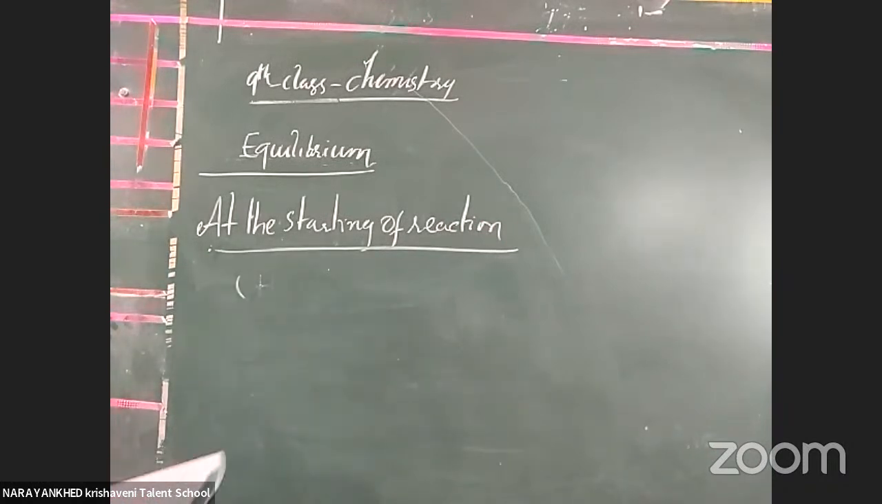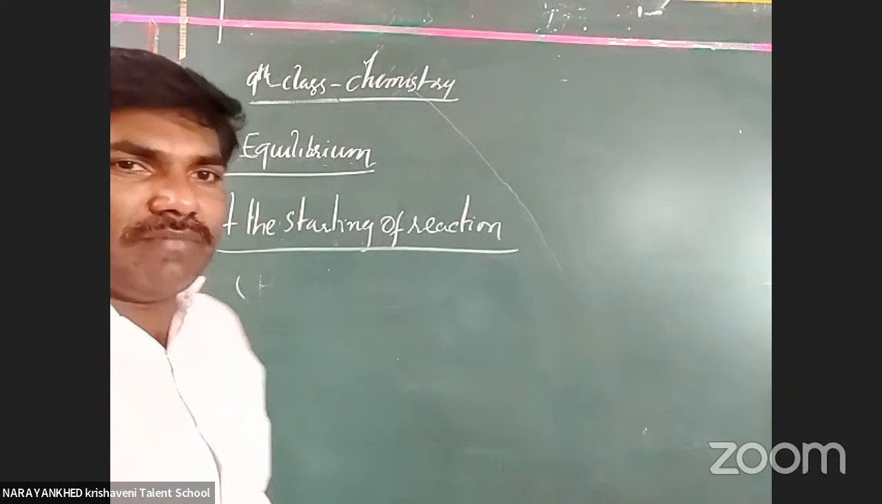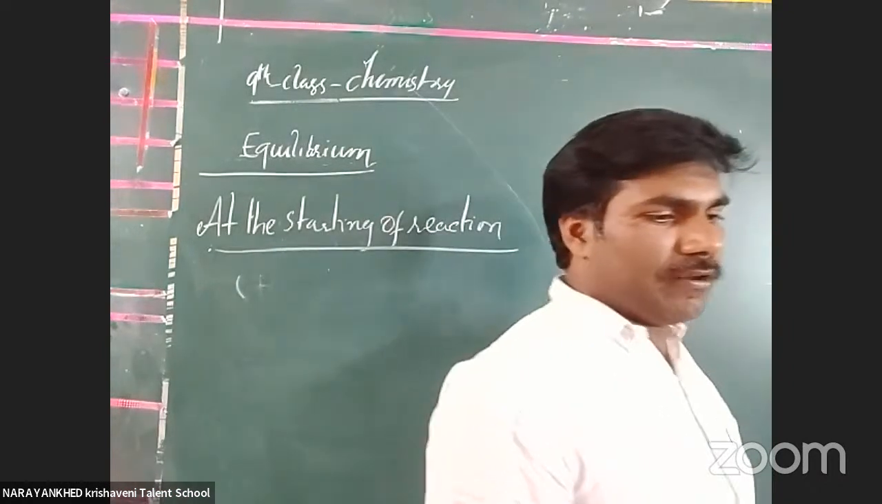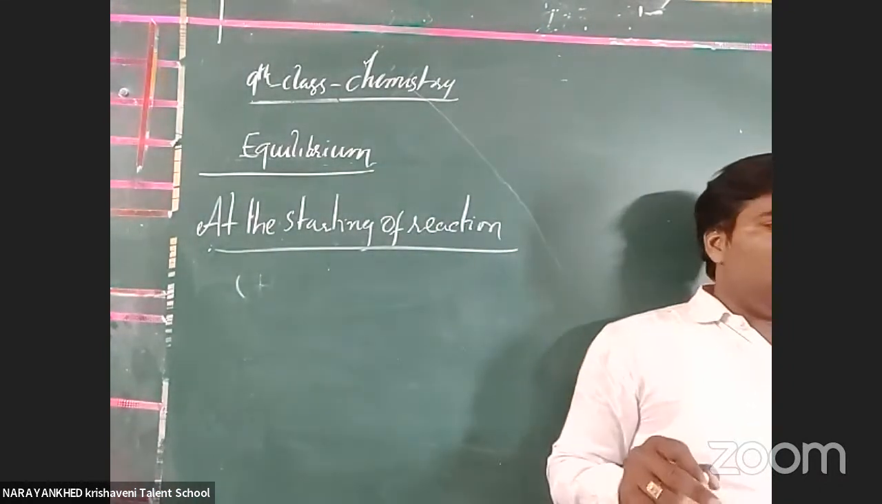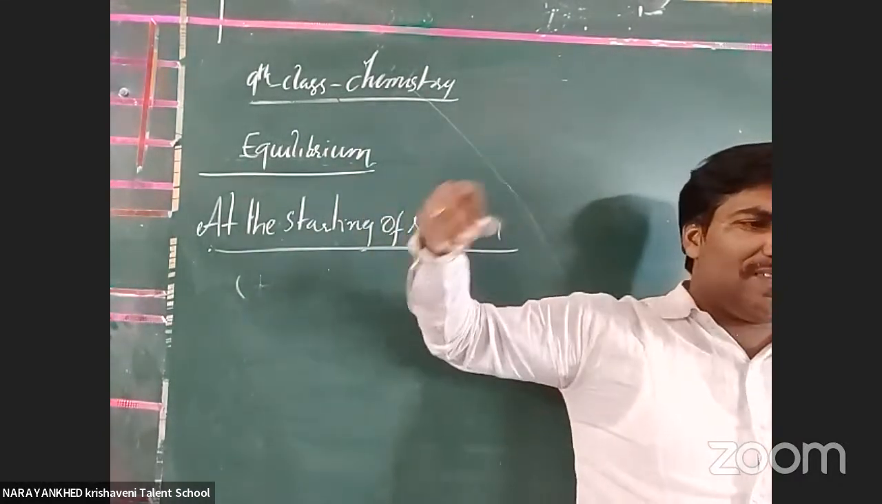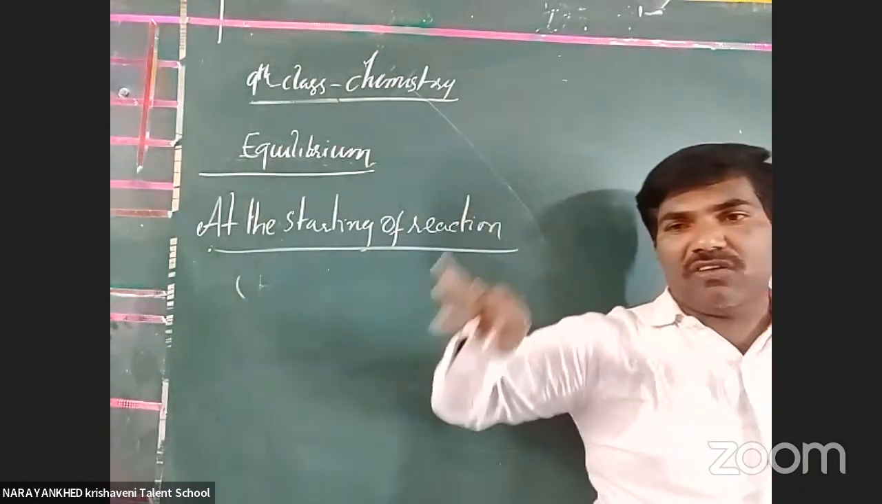At the beginning of a reversible reaction, the concentration of the reactant is a maximum. Therefore, the rate of conversion of reactant to product is more than the rate at which product gets converted into reactant. That is, the rate of the forward reaction is greater than the backward reaction. Clear or not, all students? At the starting time, the reactant is the only one that plays the main role here. Products are not yet formed; the reactant concentration is only more.